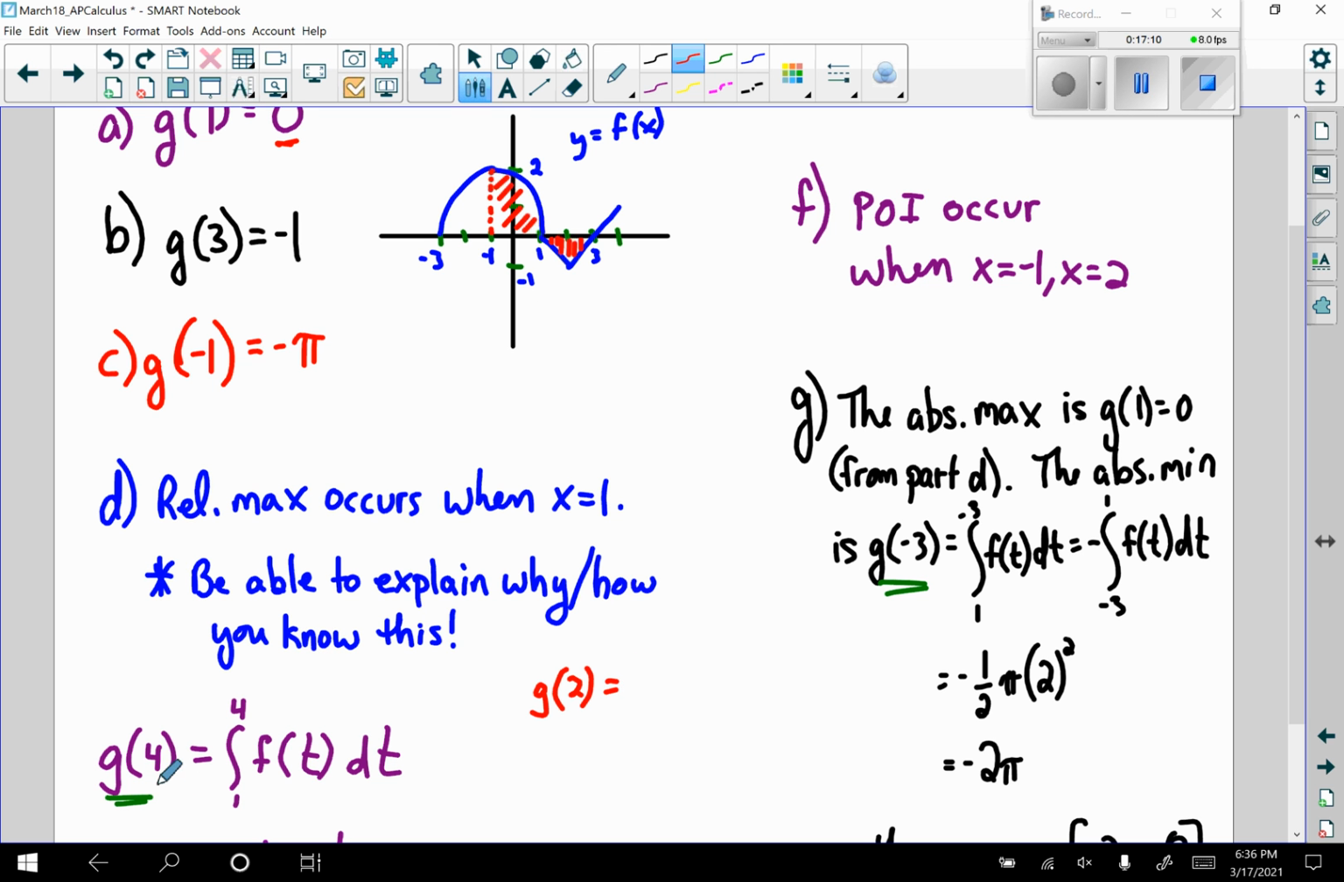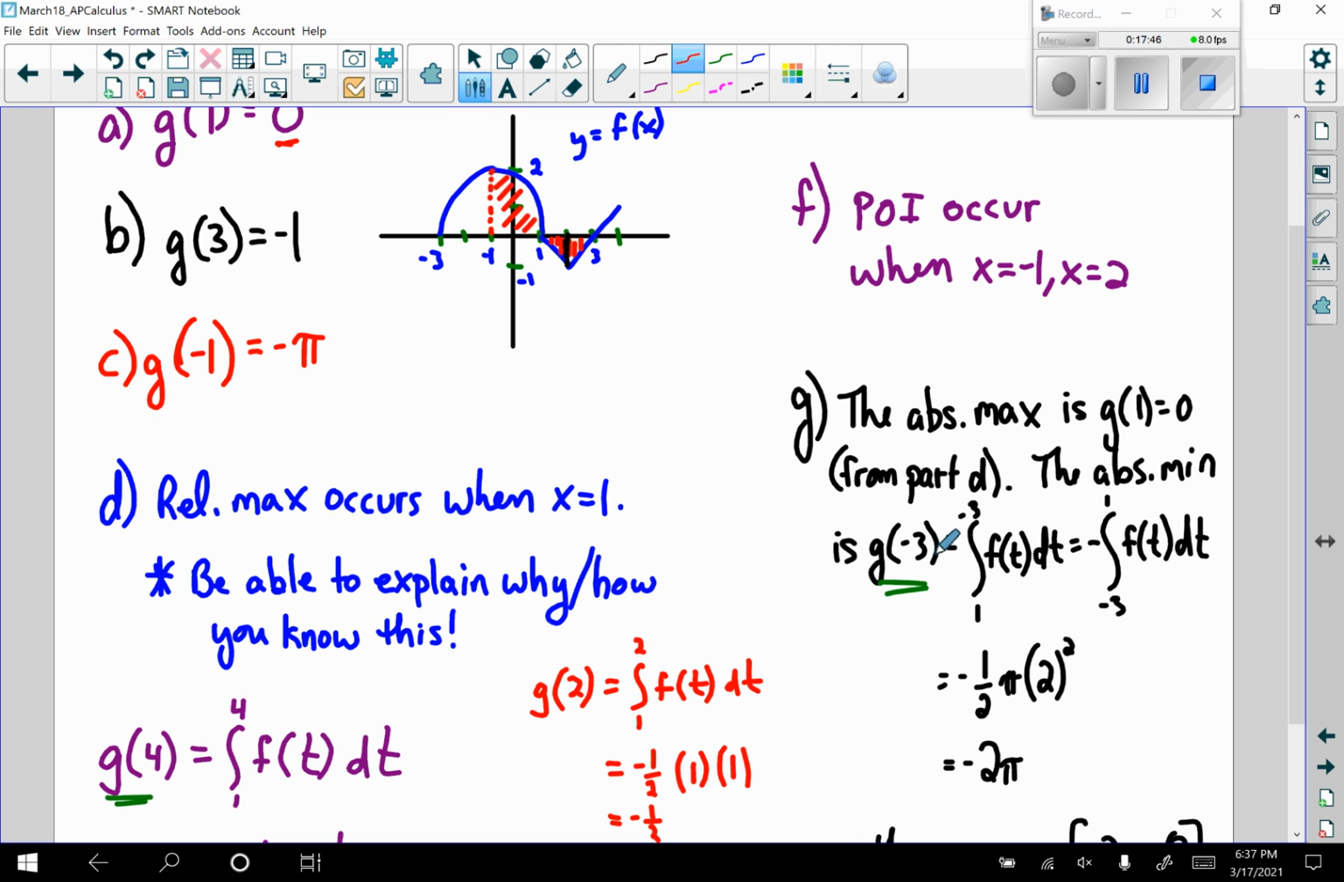So let's go with g of 2 first. G of 2 is going to be the integral from 1 to 2 of f of t dt. So that's cutting this off right here. It's below the x-axis, so we have a -1/2, and then we have a base of 1 and a height of 1. So this is just going to give us a -1/2. So these are all the outputs. We're just trying to get all the outputs together so we can see what is the smallest output, what is the greatest output, and that's going to mark the range.